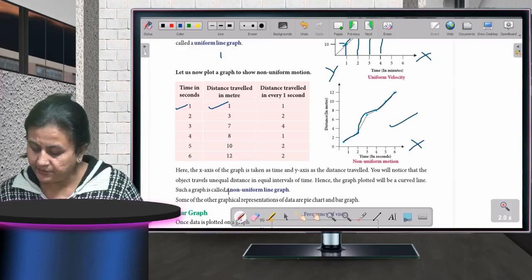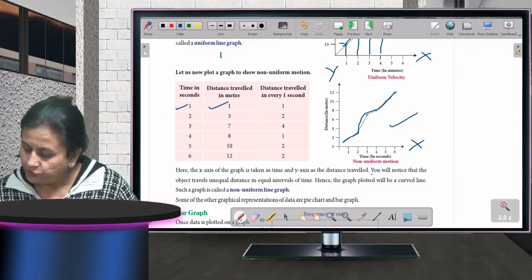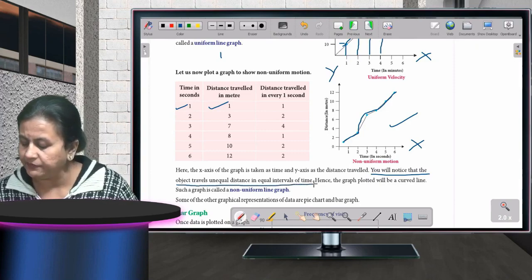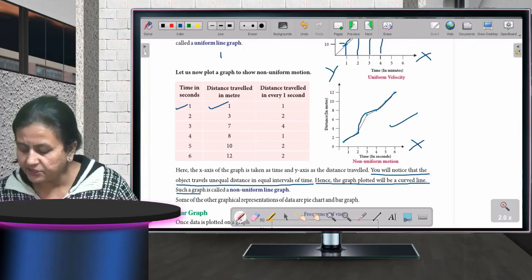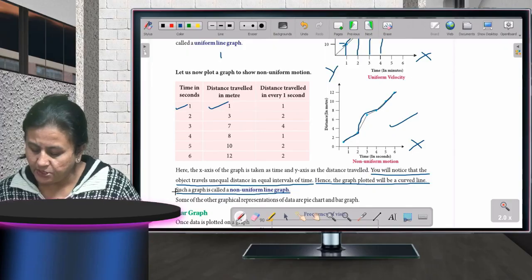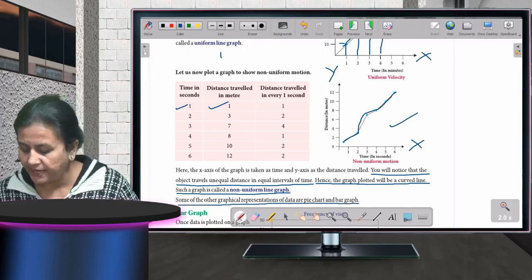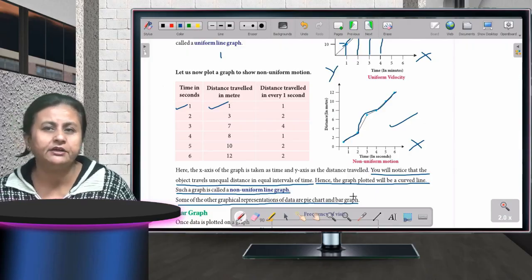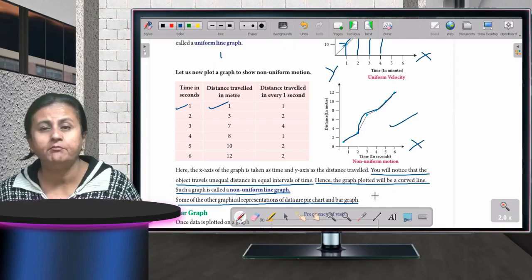Fine, children? So you will notice that the object travels unequal distances in equal intervals of time. Hence, the graph plotted will be a curved line. Such a graph is called a non-uniform line graph. Some of the other graphical representations of data are the pie chart and the bar graph. You must have heard about pie charts and bar graphs in your math.